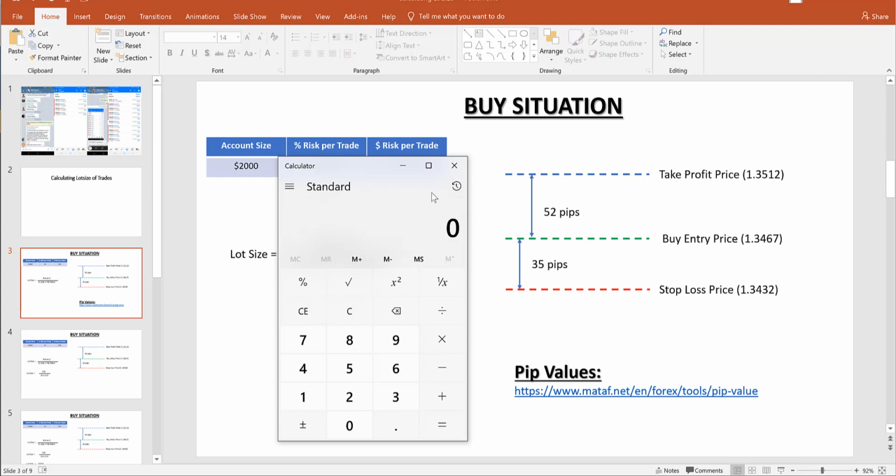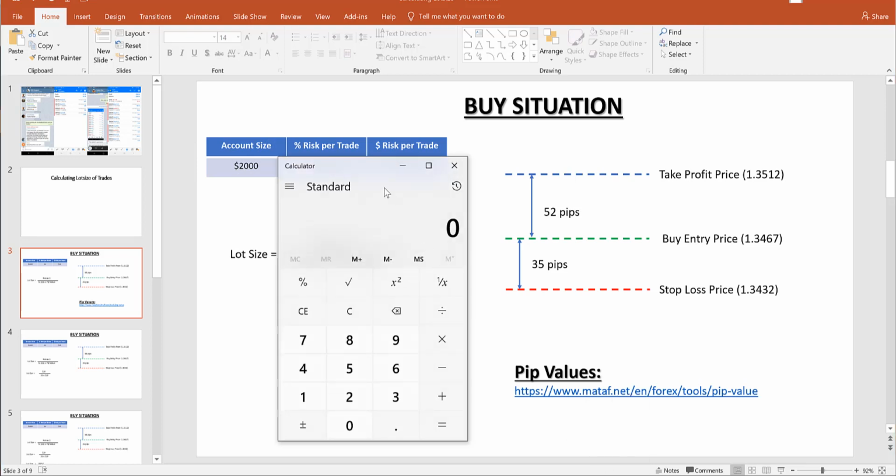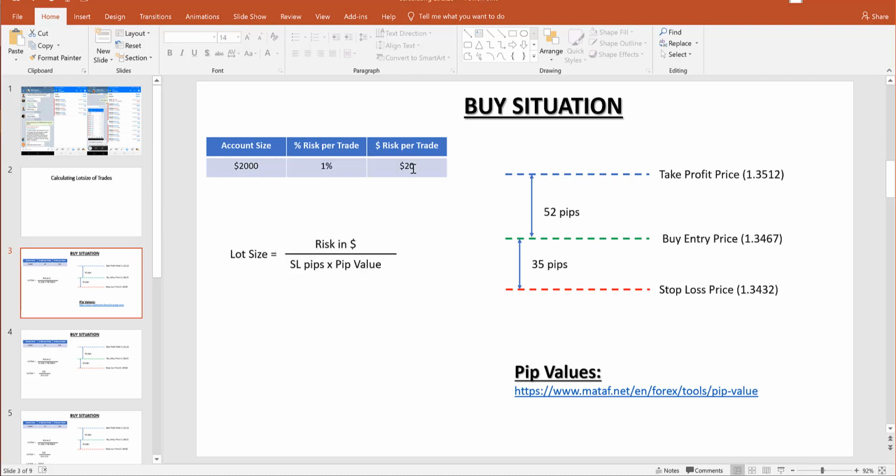Okay, now let's assume we have a $2,000 account, and we want to risk 1% of our account size per trade. Now 1% of our account size is $20. So if I take $2,000 and I want to get 1% of that, I multiply by 1 and divide by 100 to get the percent, and that will give me 20, and that's the answer there, $20.